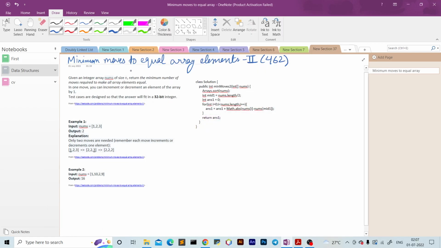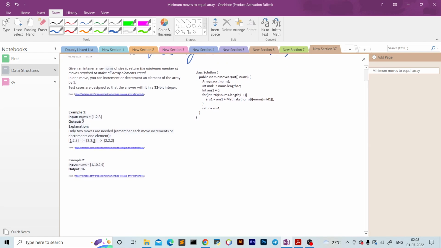Hi everyone, so I will be discussing the Leetcode daily challenge problem, minimum moves to equal array elements. In this problem we are given an integer array nums of size n, and we want to return the minimum number of moves required to make all array elements equal. In one move we can either increment an element or decrement an element. So let's discuss it through this example.